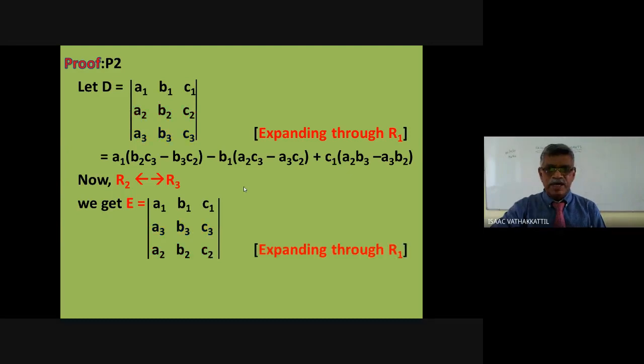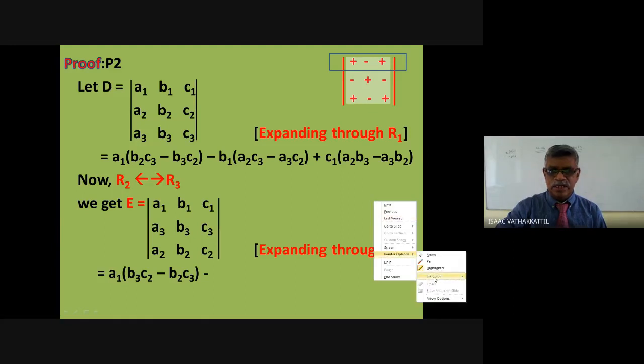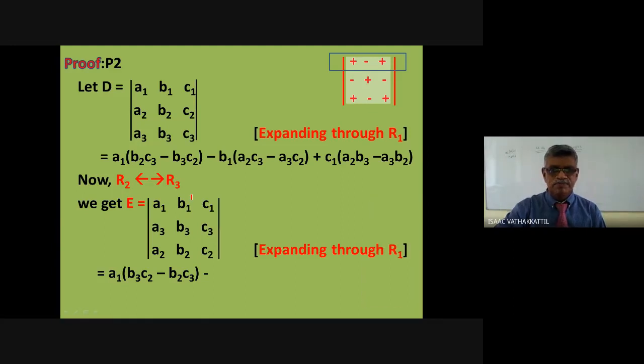Now let me expand again. This will be A1 into B3, C2 minus B2, C3. Could you observe this is the negative of the first term in the previous one? If I call this E and the other one D, this is the negative of what I observed earlier. And it will be continuing.